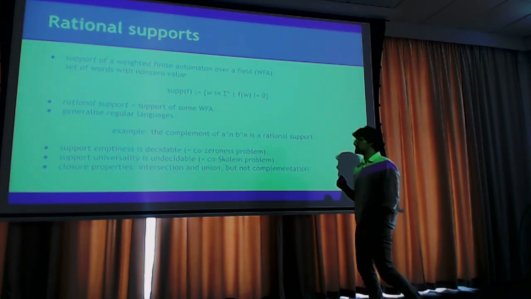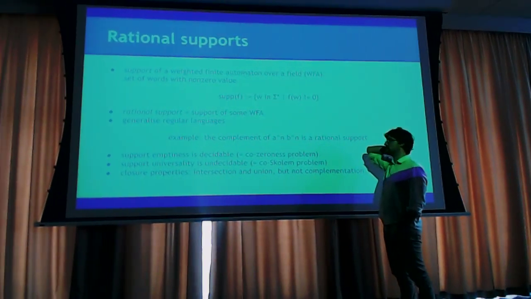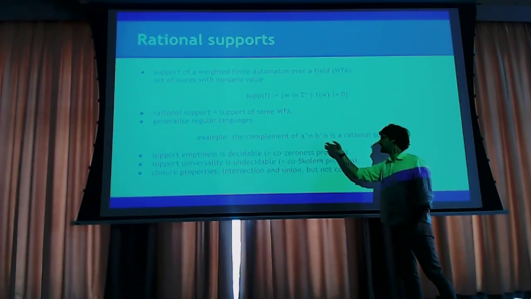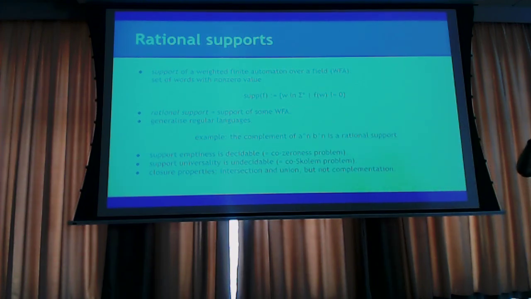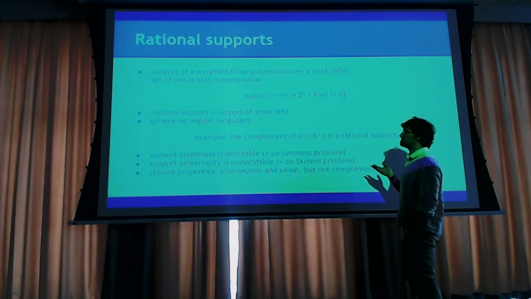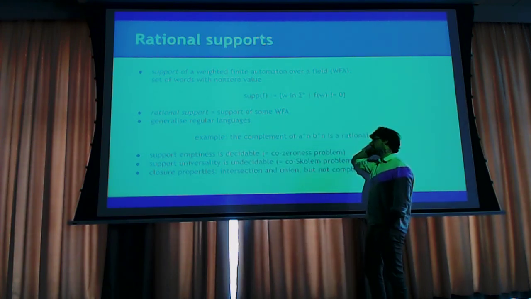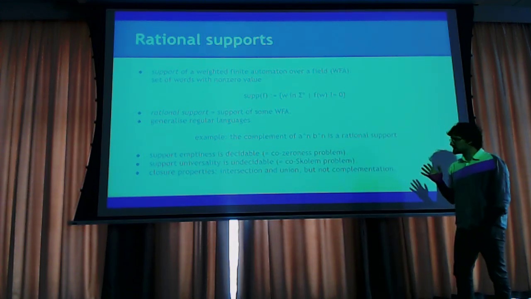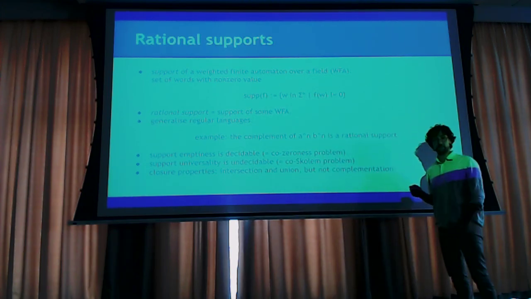It's a class that generalizes the regular languages. Every regular language is a rational support. In fact, it contains strictly more. For example, the complement of a^n b^n is a rational support, and you can write a weighted finite automaton that has this as its support. Moreover, it's a nice class. For example, emptiness is decidable for rational supports, and universality is undecidable. It's closed under intersection and union, but not complementation.